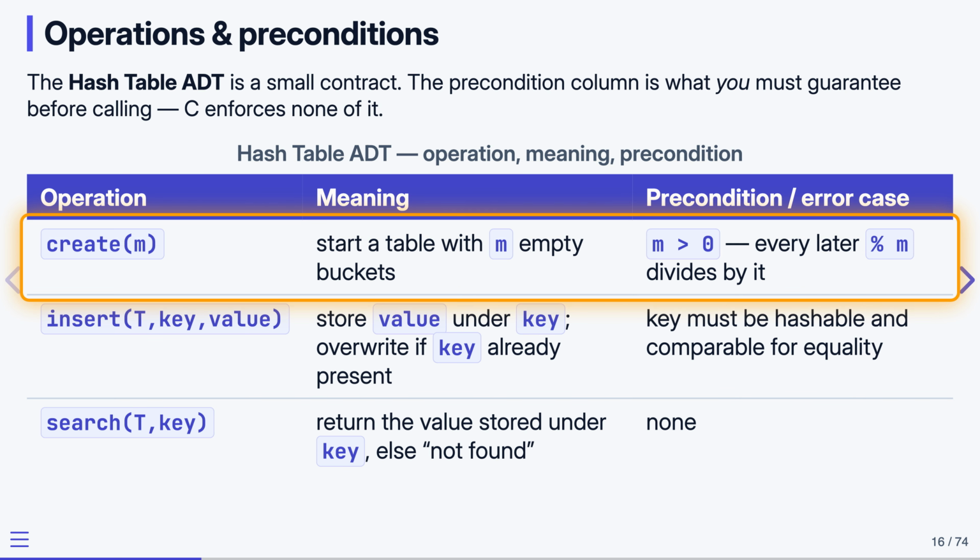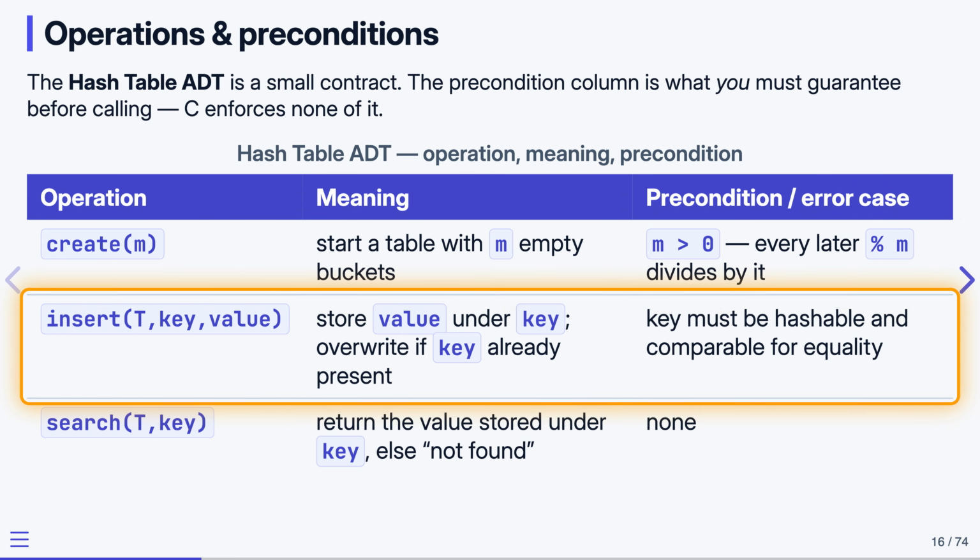Create(M) starts a new table with M empty buckets. It has no precondition. You can always make a fresh table. Insert(T, key, value) stores the value under the key. If the key is already there, it overwrites the old value. Its precondition is this: the key must be hashable and it must be comparable for equality.